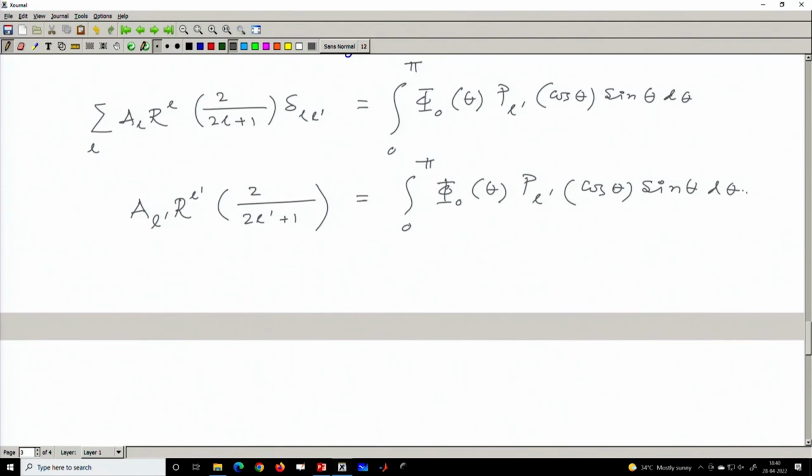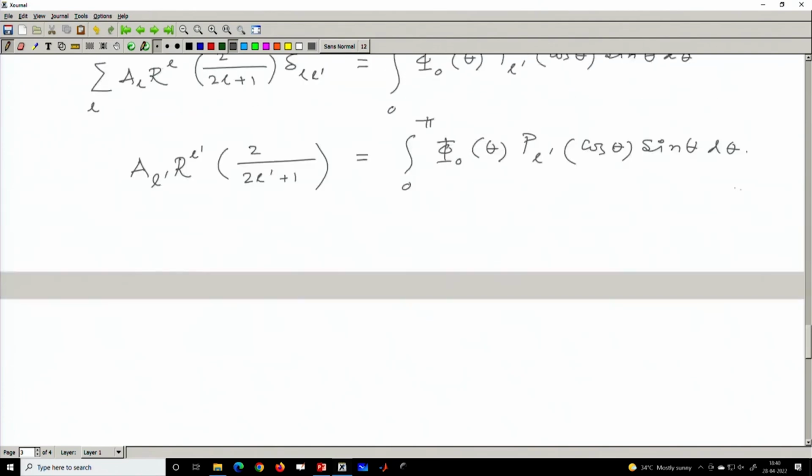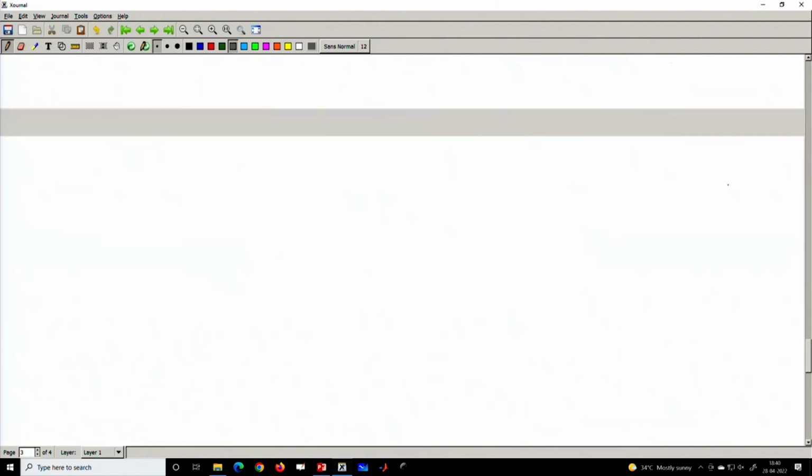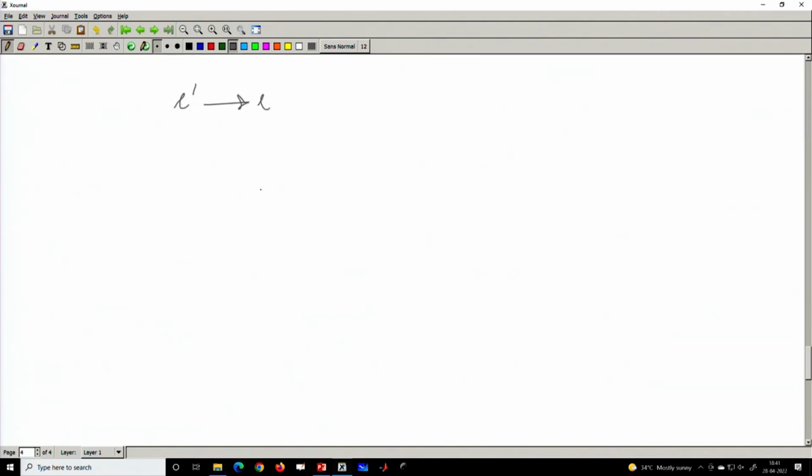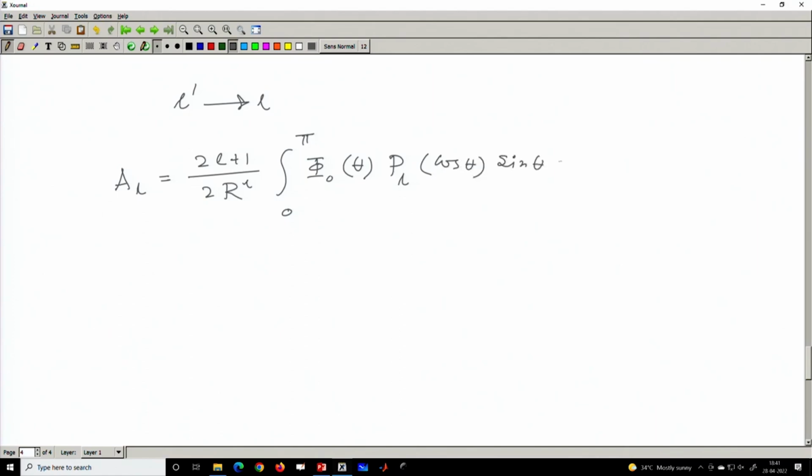Okay. So now I can replace, because this is a dummy index, so I can replace L prime with L. So, I can have A L as 2 L plus 1 divided by 2 r to the power L, integration of 0 to pi, and then phi 0 functional form which is still unknown, P L cos theta, and then sin theta d theta.